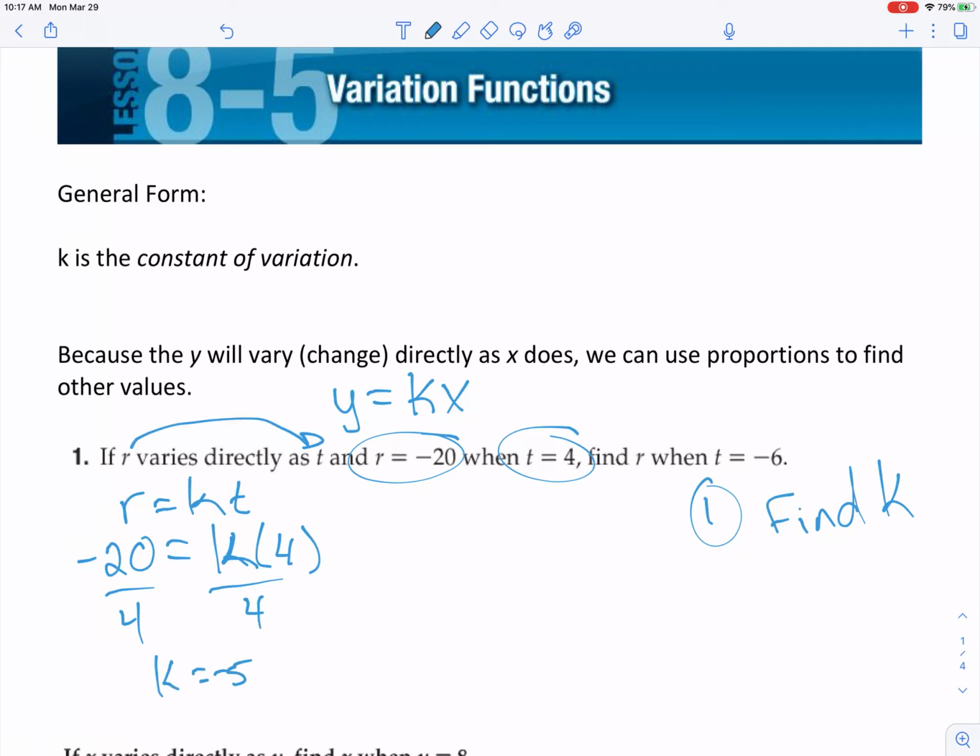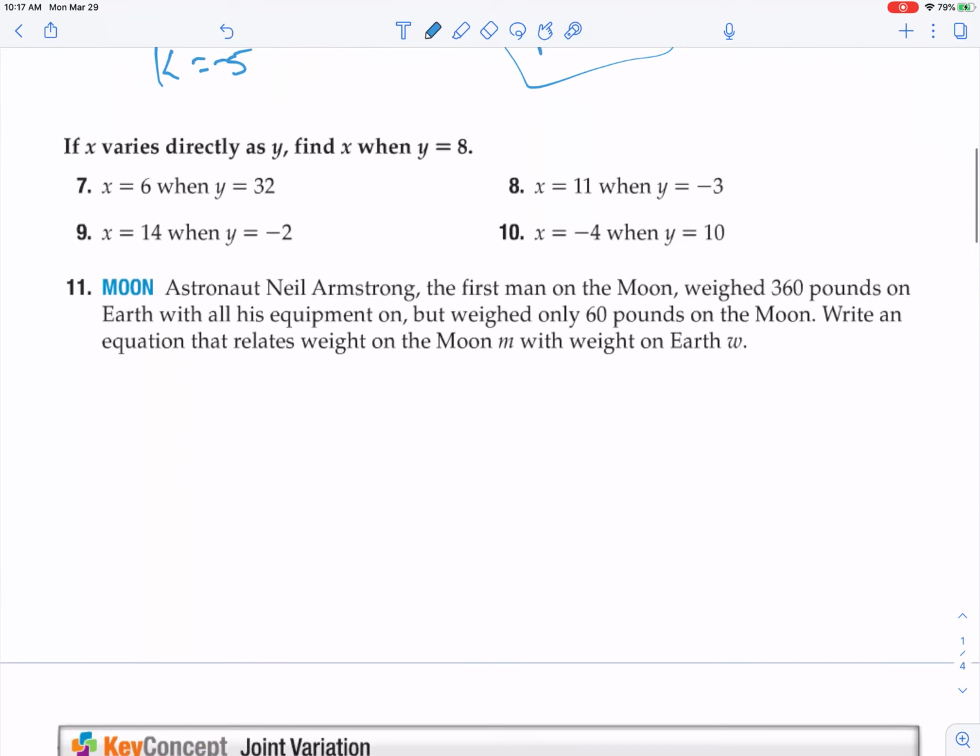So then it says find r. That means I don't know what it is. R equals, plug in negative 5 for k, negative 6 for t, and it looks like my answer is 30. Okay, that's all you do for direct variation.